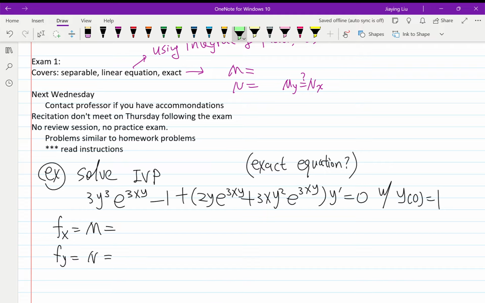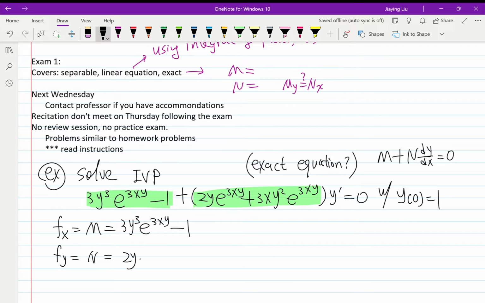Remember that we want this equation to be in the form of M plus N dy/dx equals 0, right? So which part doesn't have the derivative? That will be M. This is the M, and the part multiplying the derivative will be N. So M is 3y^3 e^(3xy) minus 1. And then N will be 2y e^(3xy) plus 3xy^2 e^(3xy).